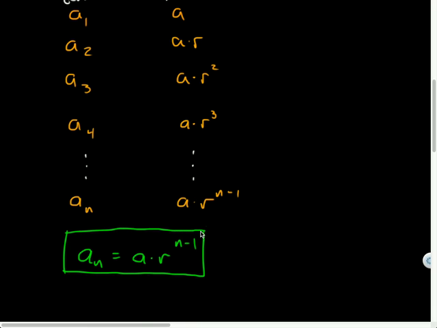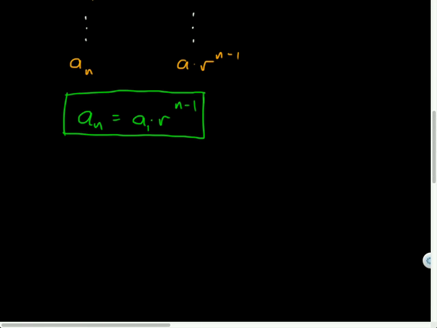So what do I need to know? I guess I could call that a sub 1 if it helps. I'll need to know the first term, the common ratio, and the number of terms, the n. So lots of the same variables, so this stuff should be pretty easy. So let's do an example.